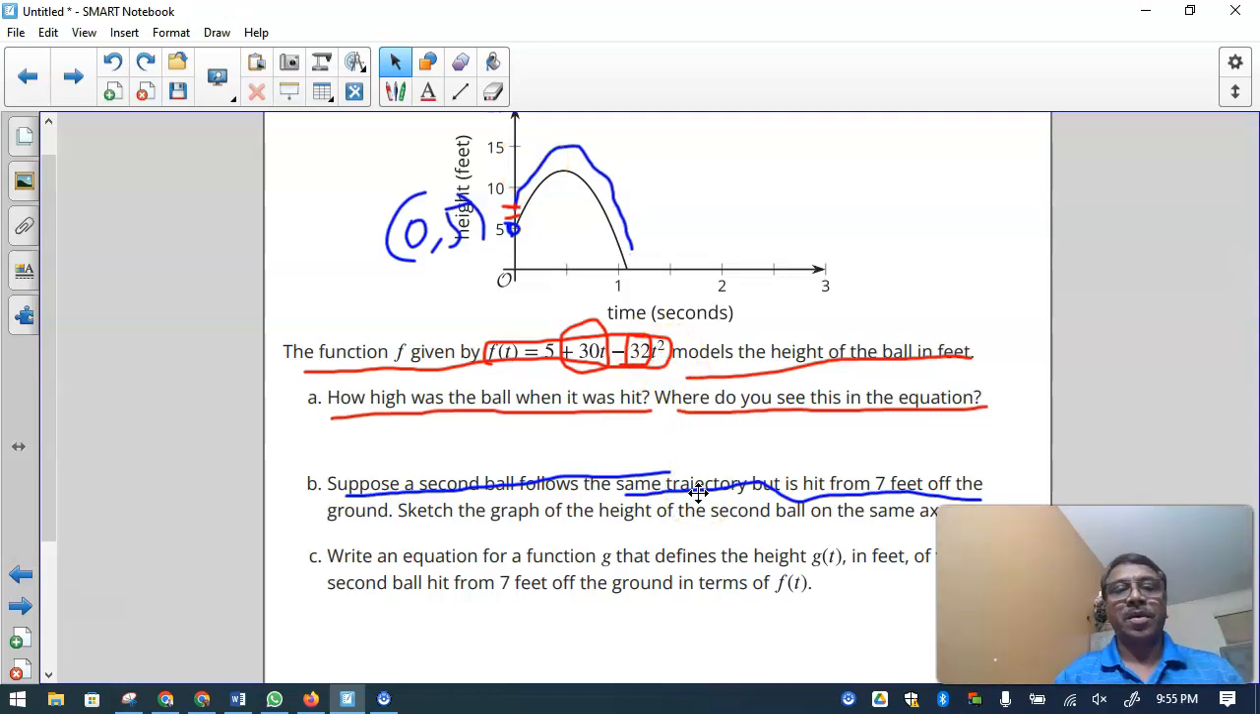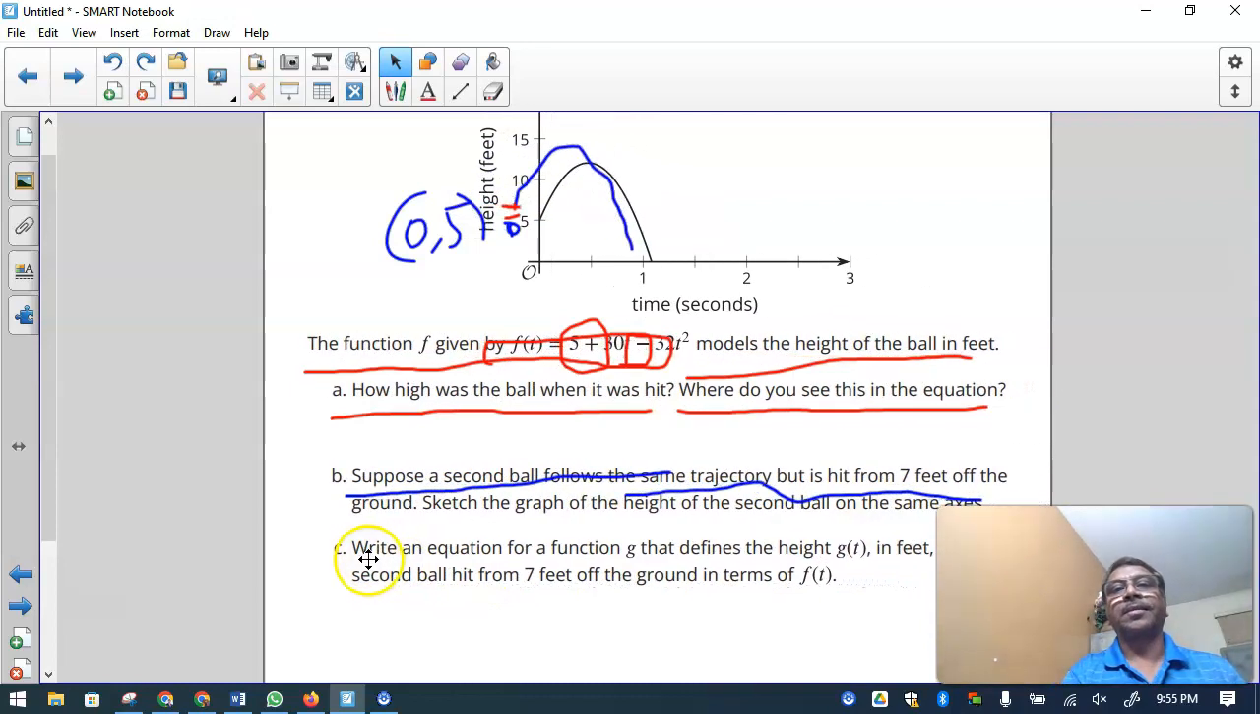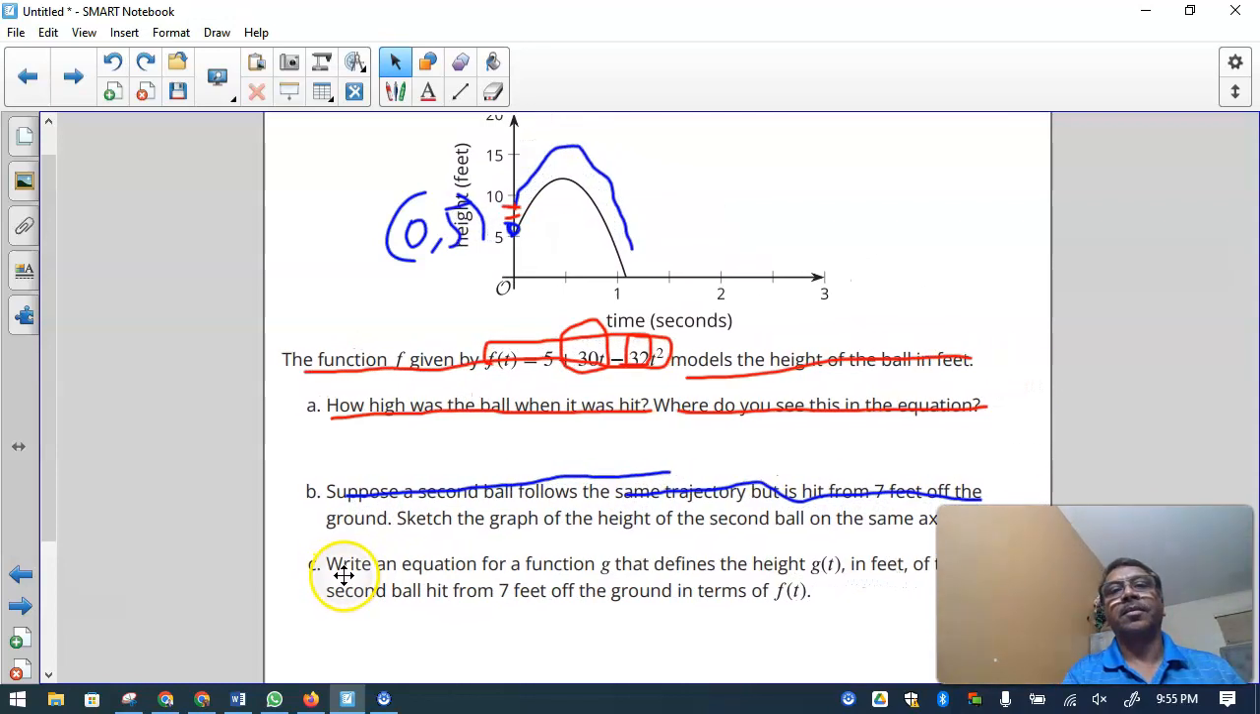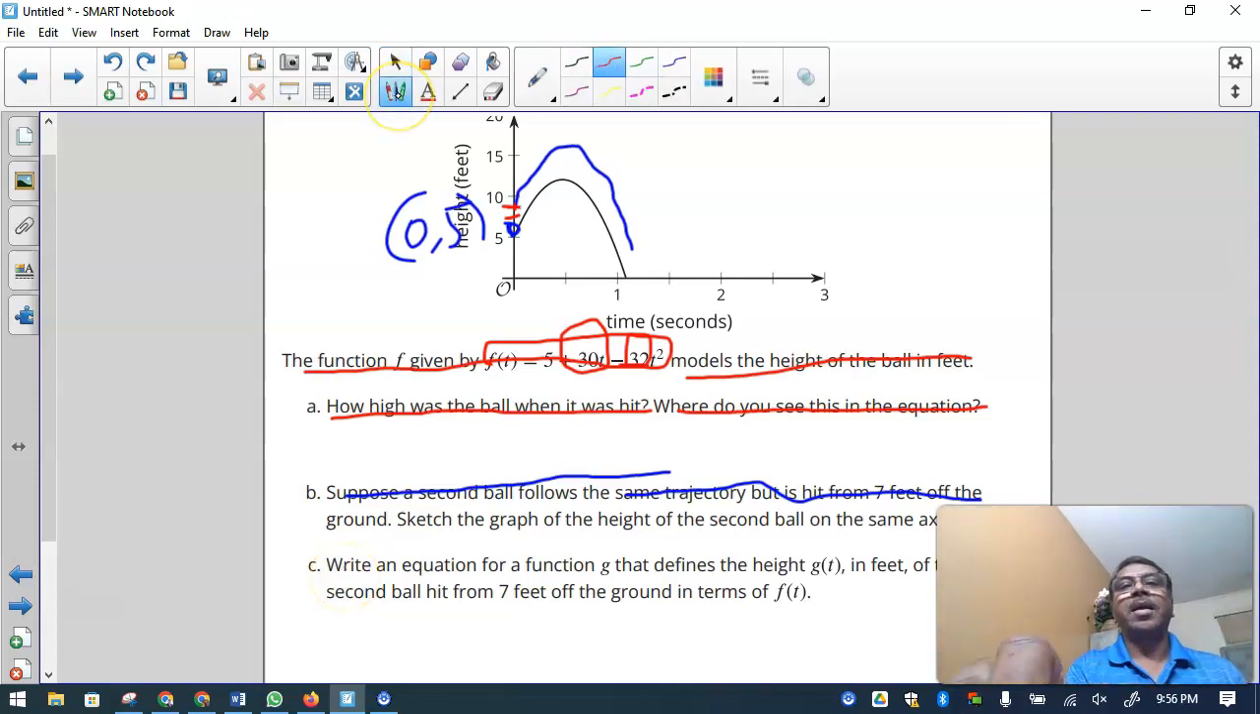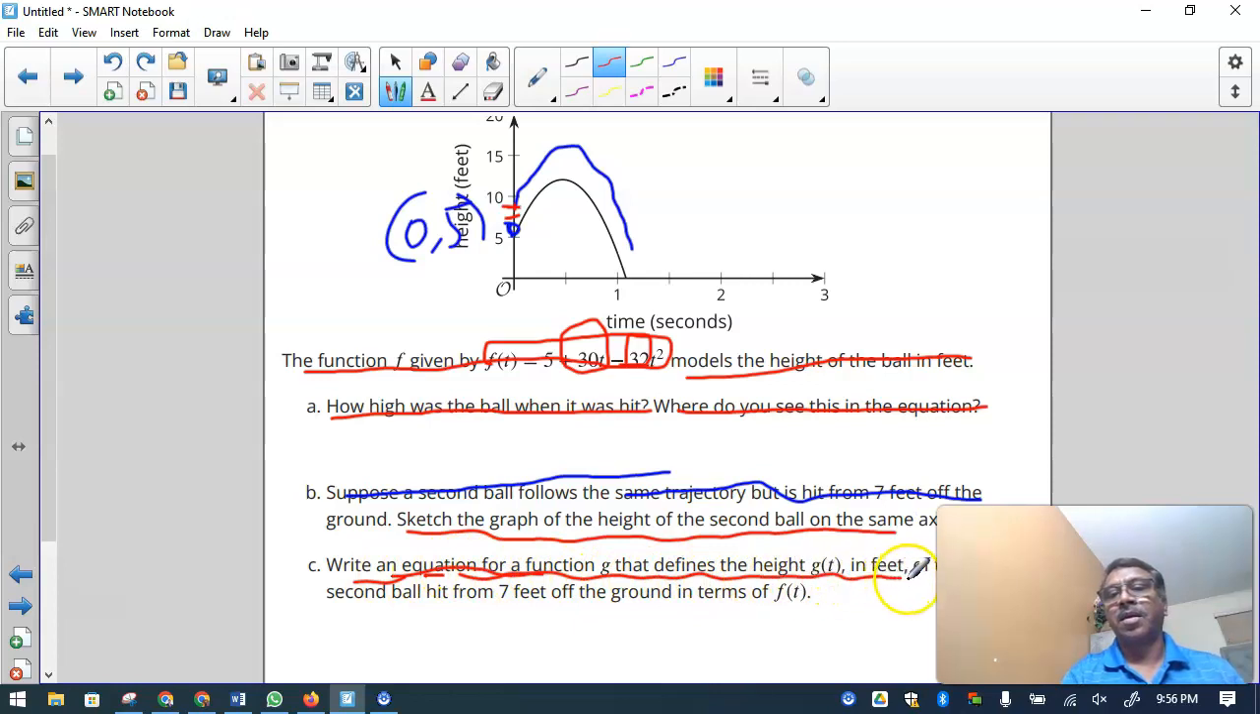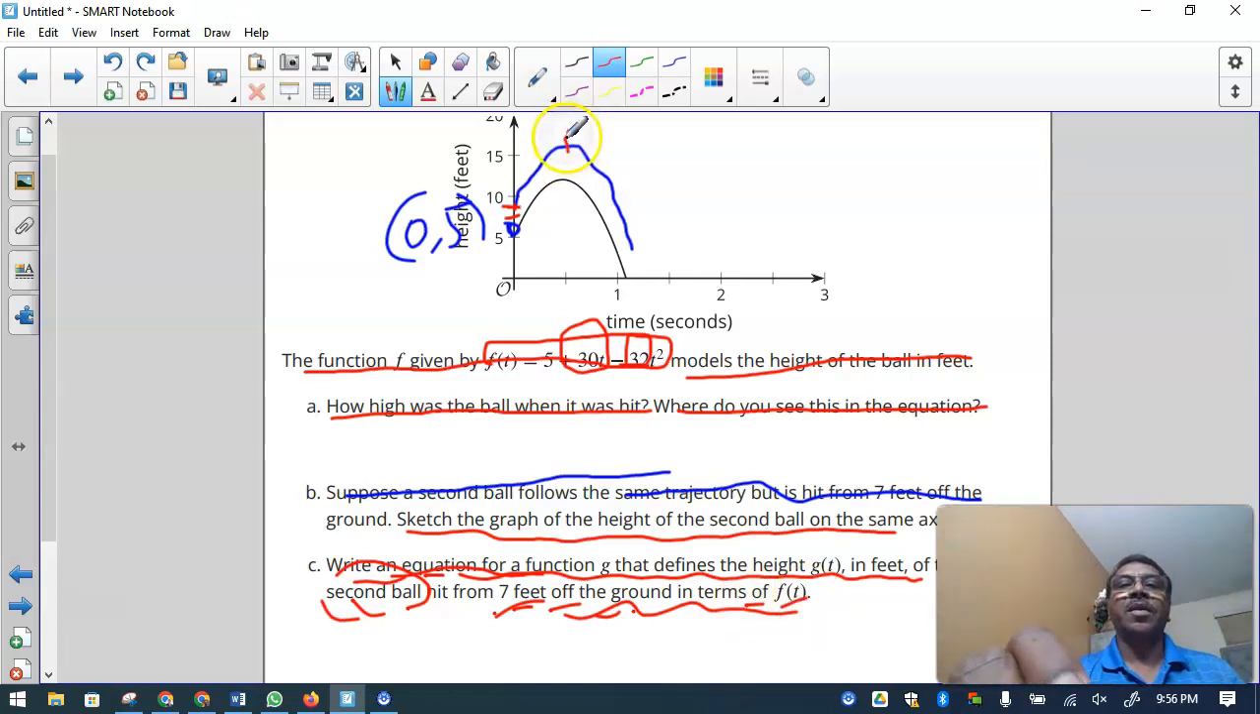So what I'm supposed to do is write an equation. So we sketch the graph of the height of the second ball. That's the blue one. Write an equation of the function g that defines the height of the second ball from 7 feet off the ground in terms of f of t. So you can see the relation between this point and this point.